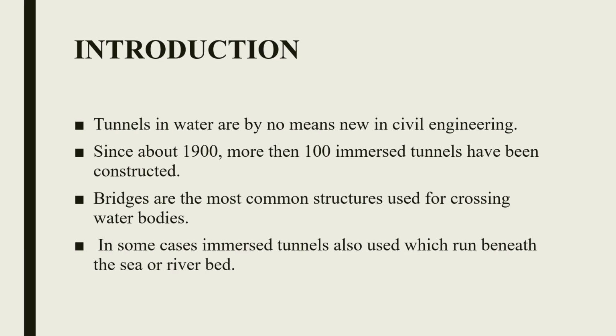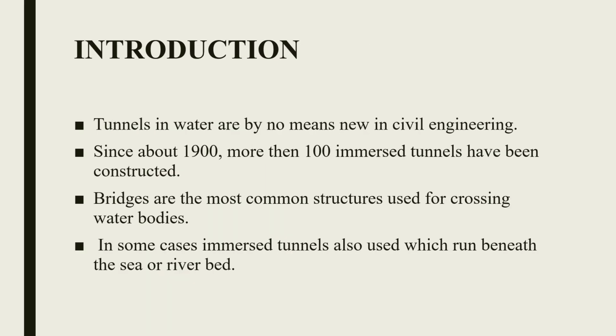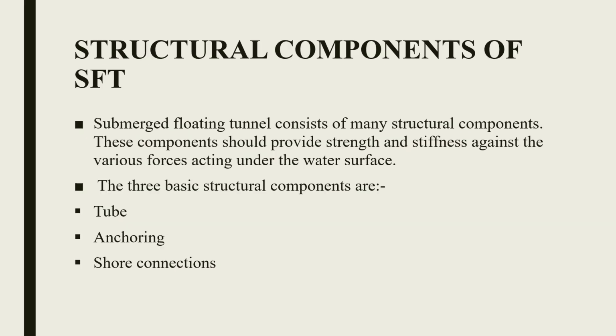Before we go on to the topic, we should know the concept of submerged floating tunnel is over a century old. We use bridges, boats, and tunnels to cross water bodies. These are the common ways to do it. Submerged floating tunnel is a new concept that is a tube-like structure made up of steel and concrete utilizing the law of buoyancy. It is supported by columns or held in place by tethers attached to the sea floors or by the pontoons floating on the surface. The structural components of SFT are tube, anchoring and shore connections.